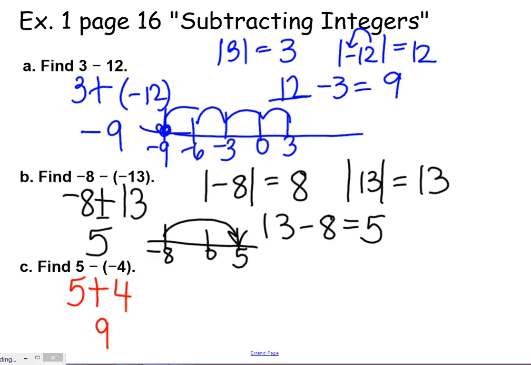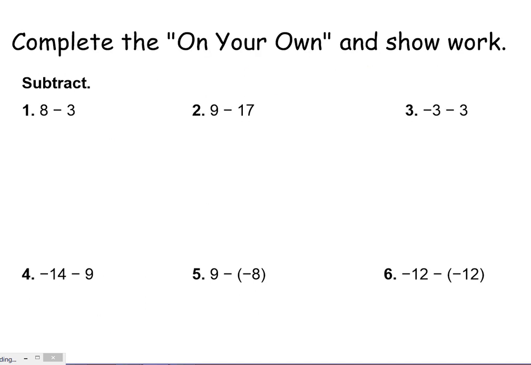So that concludes our first 3 examples. I would like you to make sure you write these down as part of your notes. And then I want you to complete the practice on your own and show your work. So we're subtracting integers. Please show me how you add the opposite. Pause the video to take time to work out numbers 1 through 6.